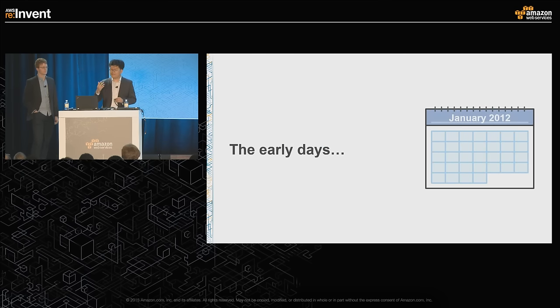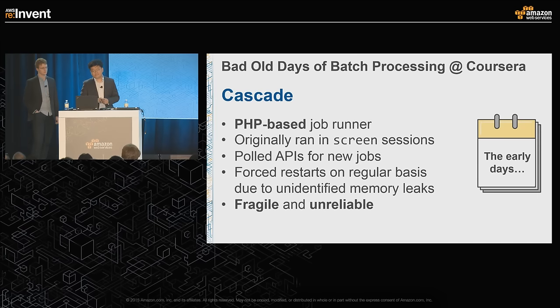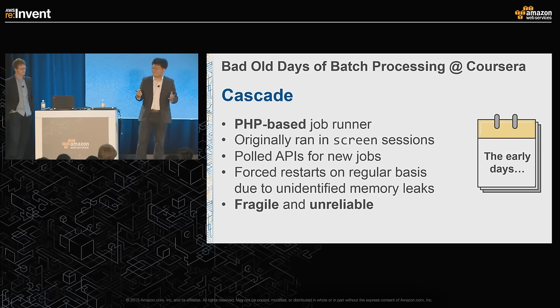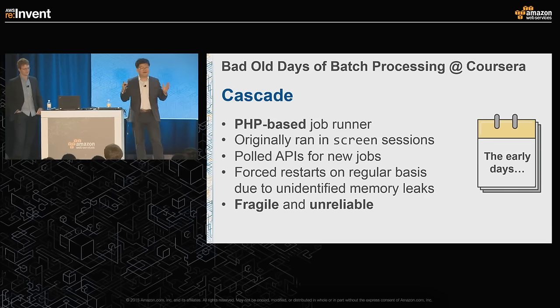So again, before I jump into what we did with ECS, I want to talk about the early days of batch processing at Coursera. We built two systems back in the early days. First was this system called Cascade. It was a PHP-based job runner, and you can imagine how well that worked out for us. It originally ran in screen sessions, and it pulled APIs for new jobs. So PHP really is designed for serving WordPress sites and so on. It's really not designed to run for hours at a time.